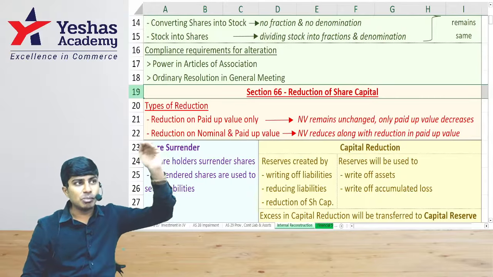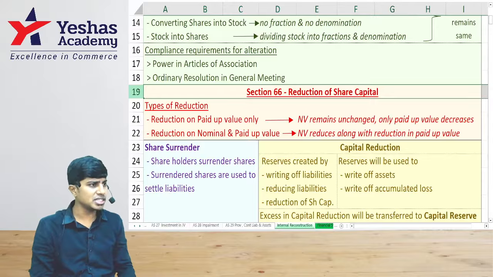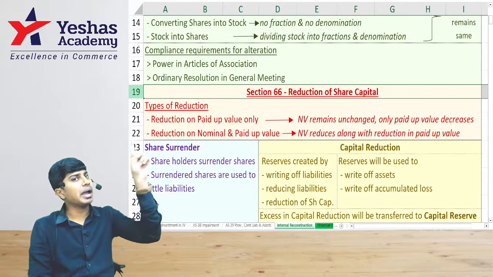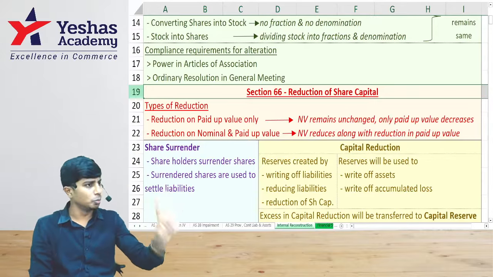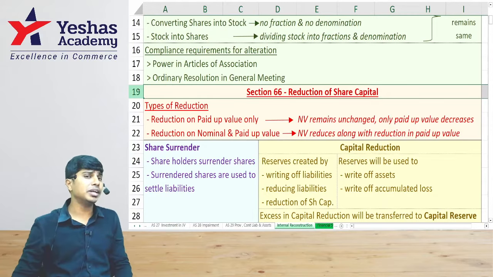Paid up value is reduced from 10 to 8. This is reduction only in paid up value. When they do this, the journal entry will be share capital debit to capital reduction 2 rupees. We'll write the entry only for reduction. Why does the company do this?